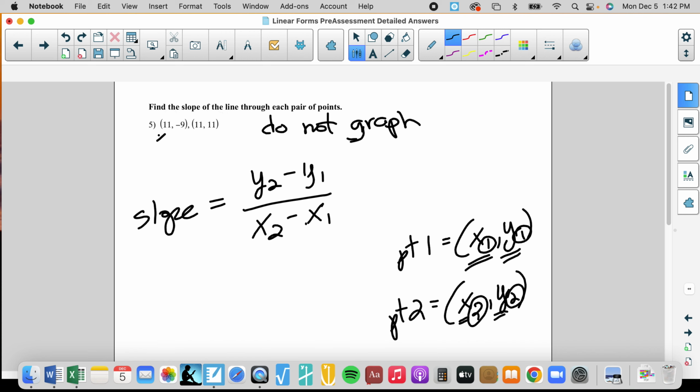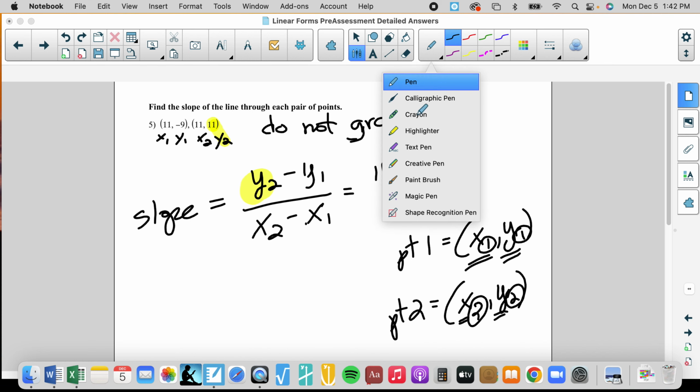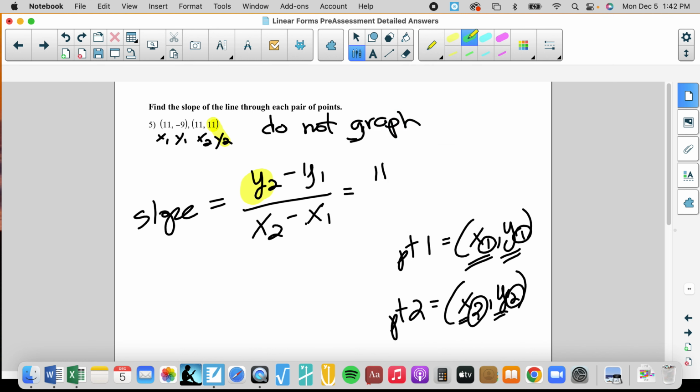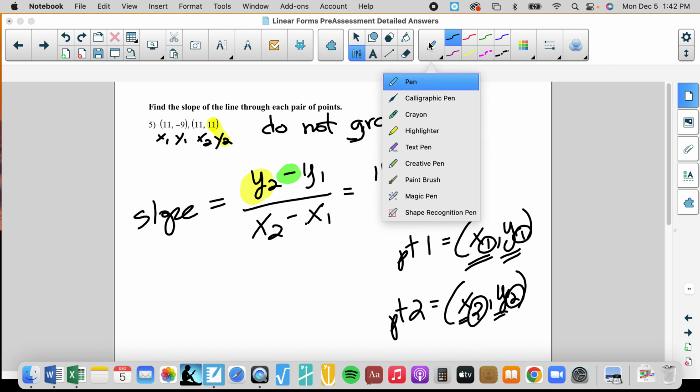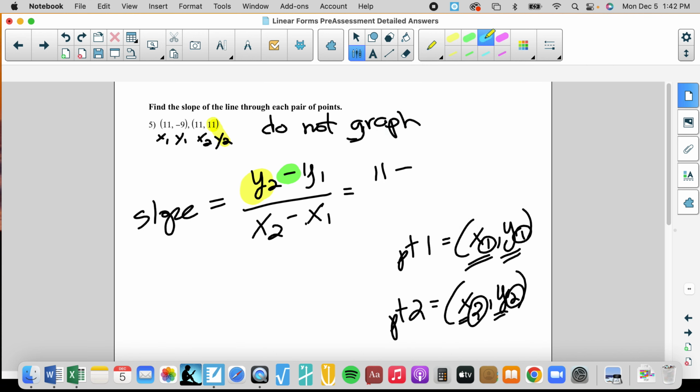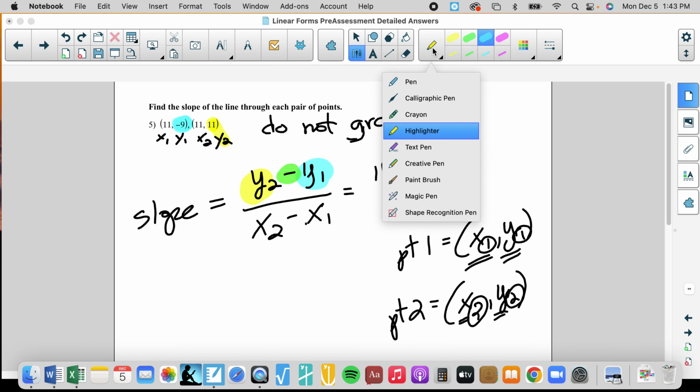And this is going to be the x value for the first point. This is going to be the y value for the first point. This is going to be the x value for the second point, the y value for the second point. And we're going to substitute those in for these. So we have y sub 2, my y value for my second point, which is 11, minus my y sub 1. What's my y sub 1? My y sub 1 is going to be the y value in the first point, which is -9.